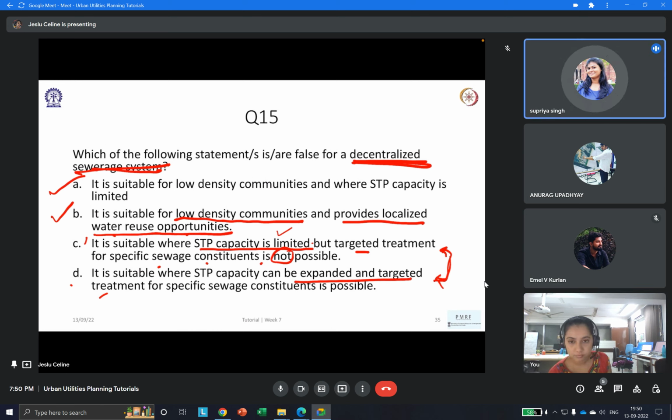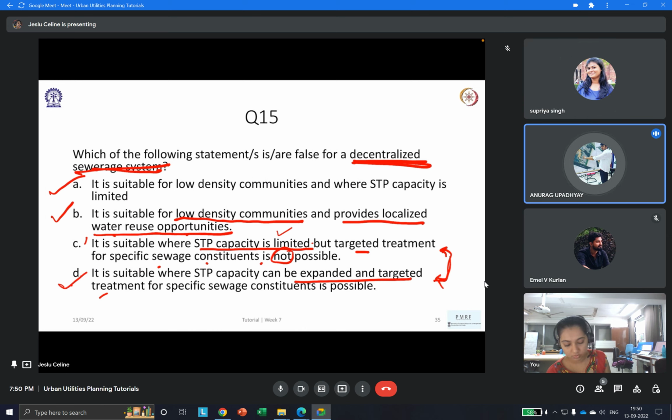D is right, C is wrong, and I guess B is partially right, partially wrong. If you have to choose which is false, then there's no partial, so C has to be wrong. C is false. Yes, so we have arrived at C.